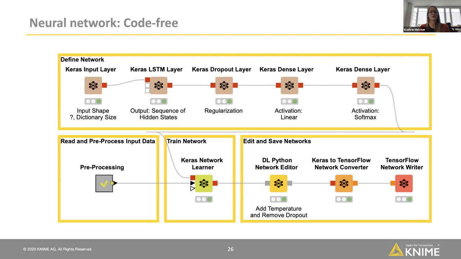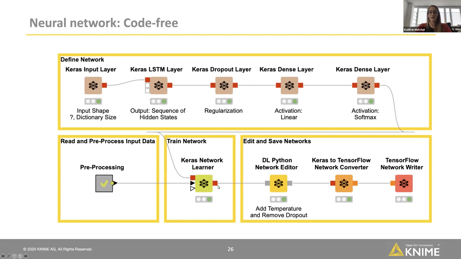Then here in the upper part, we define the network which we want to train using these Keras layer nodes from the Keras extension. So we have here, for example, the Keras Input Layer node, which defines our input shape. Then we have the Keras LSTM Layer node, where we have the LSTM units. We use a dropout layer node for regularization. And then we have two dense layers, one with a linear activation function and one with the softmax activation function. And then we can train our network using this Keras Network Learner node.